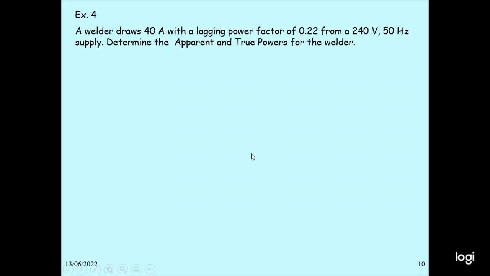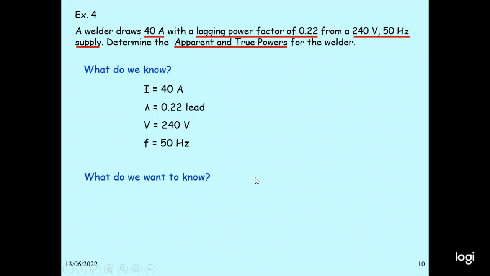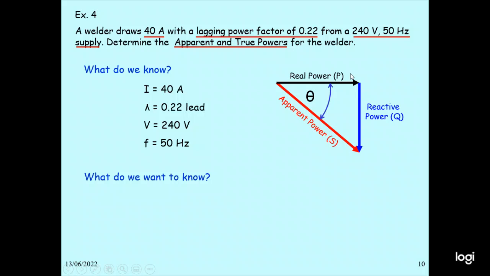The next problem is a 40 ampere load with the lagging power factor of 0.22 from the 240 volt 50 hertz supply. Determine the apparent and the true power for the circuit. So what do we know is that I equal to 40 ampere. In this case, the power factor is 0.22 lagging, voltage 240 volt, frequency 50 hertz. What do we want to know? So this is the power triangle. This is real power, theta, apparent power. This is reactive power. So S equal to VI, S equal to 240 into 40, 9.6 kVA.